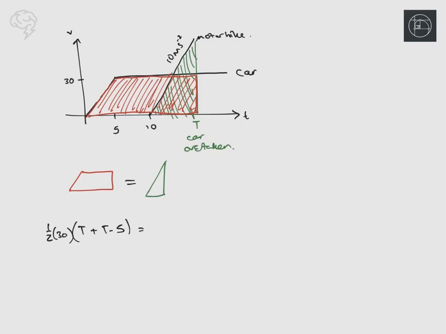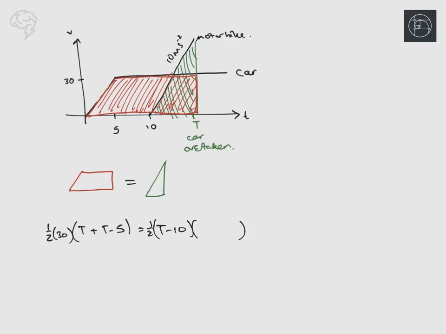Equals area of a triangle. We have half the base times the height. Here's the base, t minus 10. And here's the height. Oh, I don't know, I'm going to have to work that out. Half base times height. Right, let's work out the height.